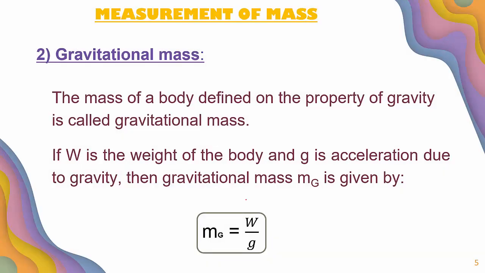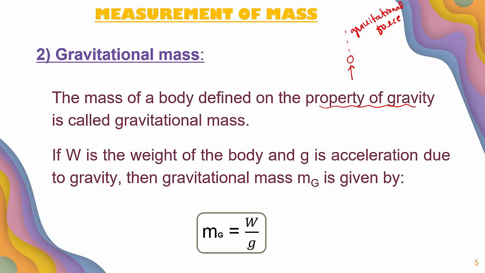Now come to the second one, gravitational mass. The mass of a body defined on the property of gravity is called gravitational mass. If the mass of a body is defined based on the property of gravity, property of gravity means we can talk about gravitational force. When we throw anything in the upward direction, if I throw a ball upward in space, that ball again will come downward. It is all because of what? Gravitational force.